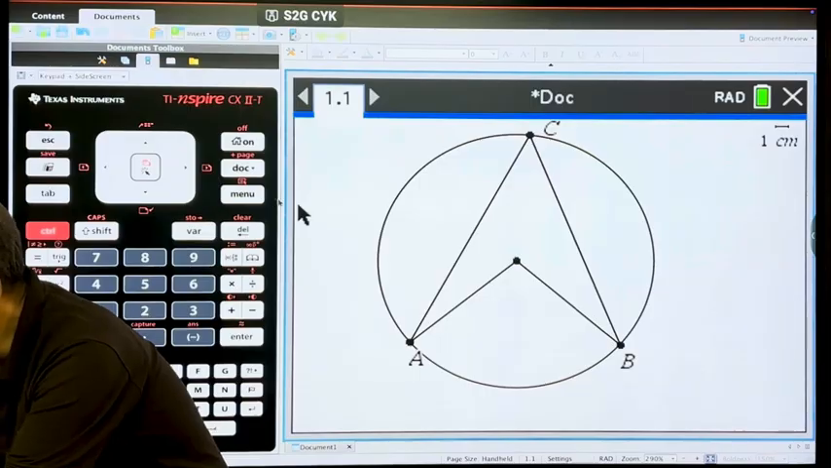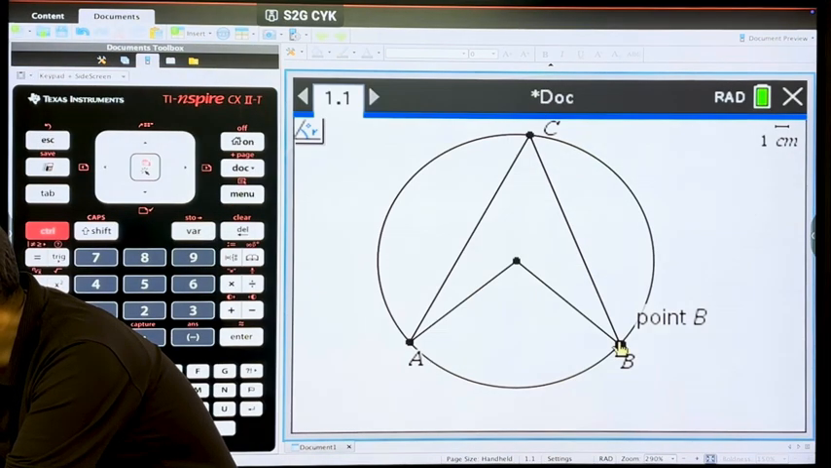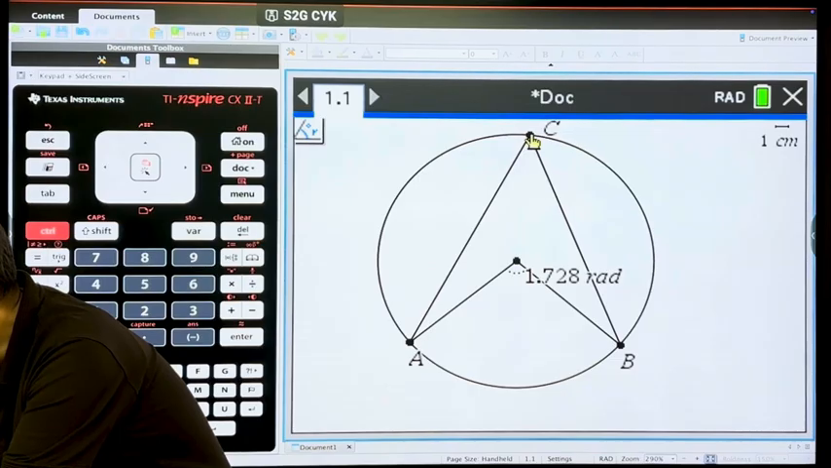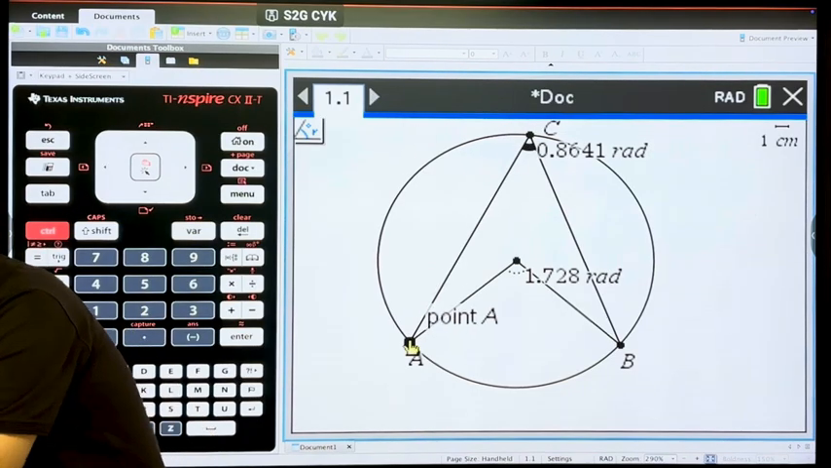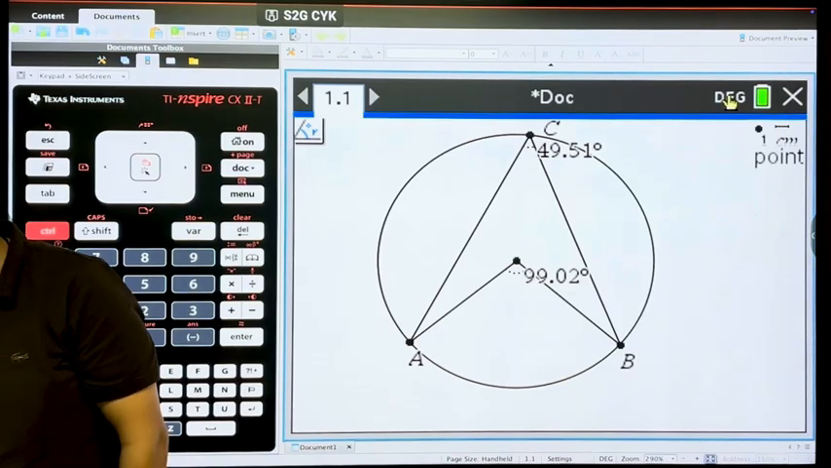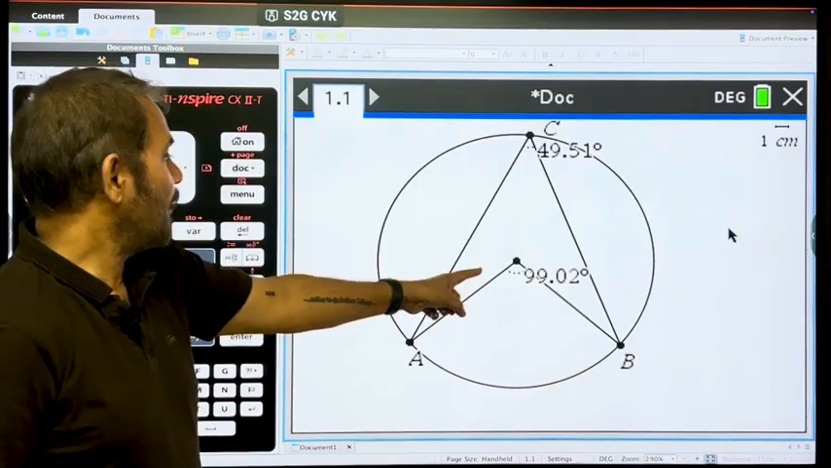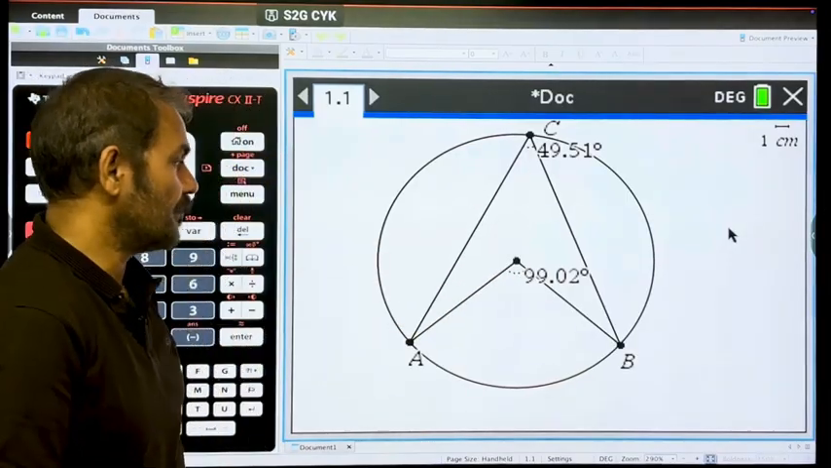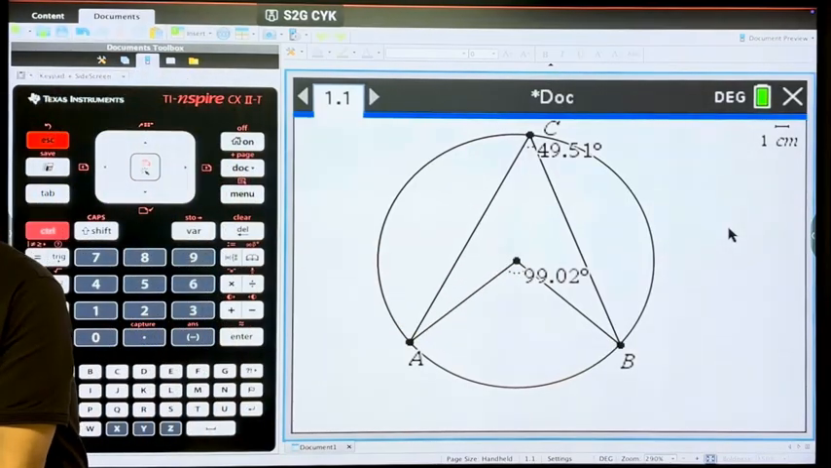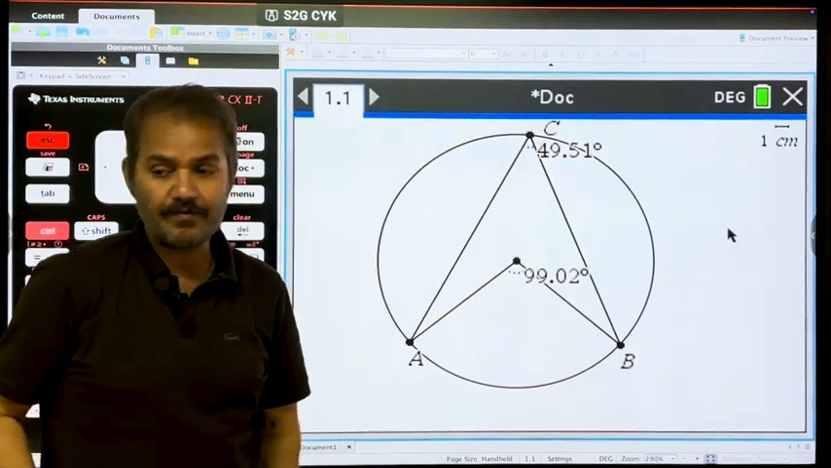So let's start. First we measure these angles. For this, go to measurement, angle. Our first angle is this. So I'll measure this angle, and the second angle I'm going to measure is here. So I'll measure this angle. Now it shows in radian, so for simplicity, I'll convert it to degree. So these are my angles, 99.02 and 49.05. So at first glance, we can see that this angle is 2 times that angle.